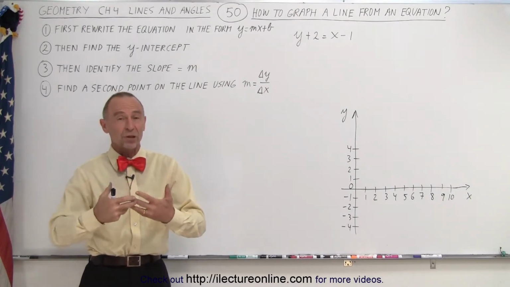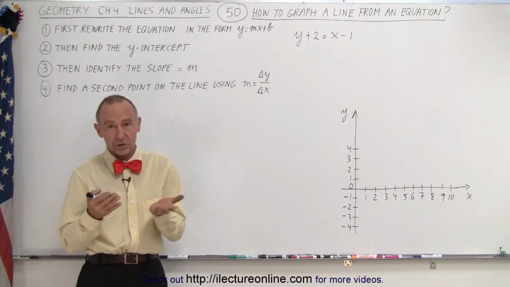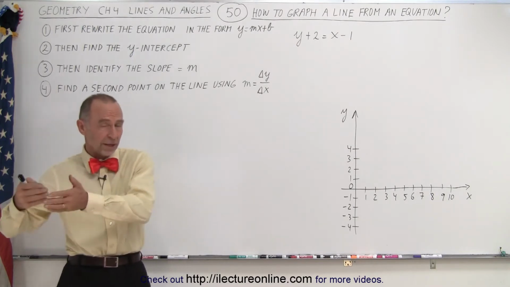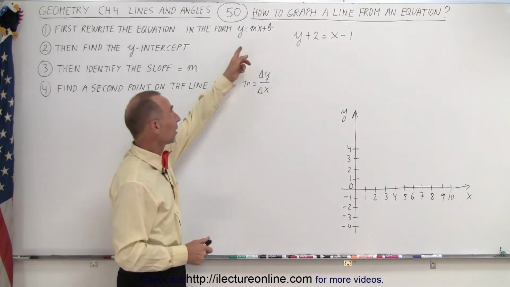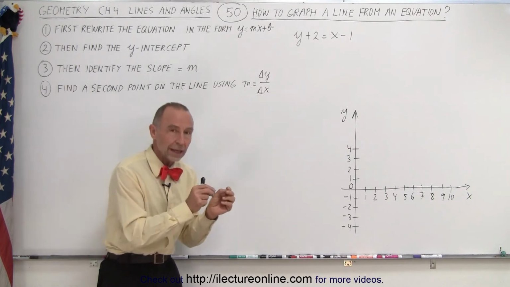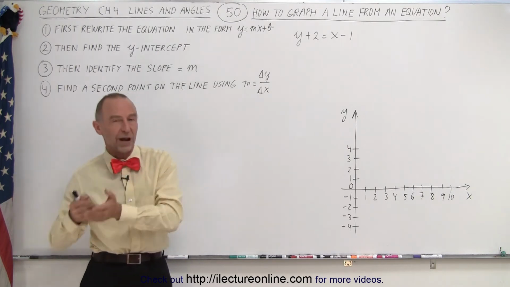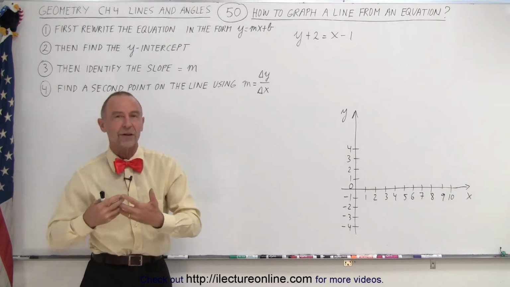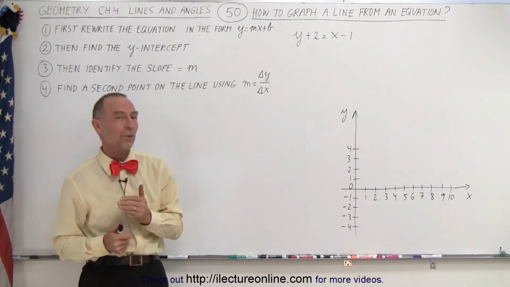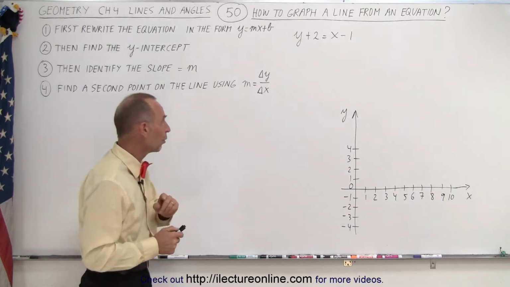Now that we understand what the equation of a line is, and we understand that it's y equals the slope of the line times x plus the y-intercept, or y equals mx plus b, now how do we take an equation and convert that into the graph of the line? How do we graph the line given the equation of the line? Well, there's certain steps that we need to follow, and so let's go over here.